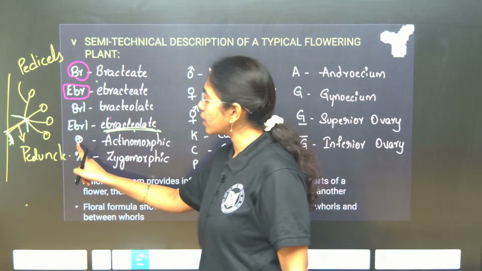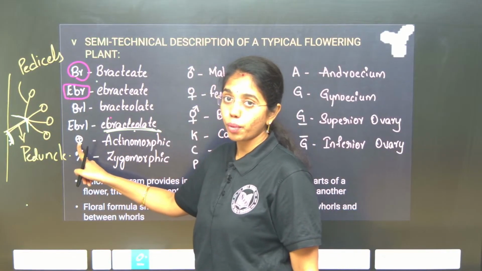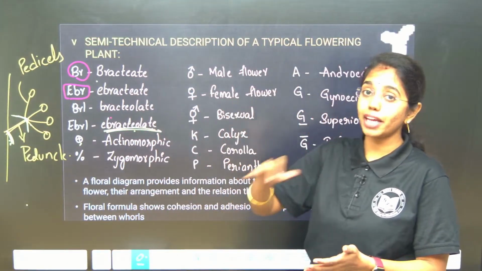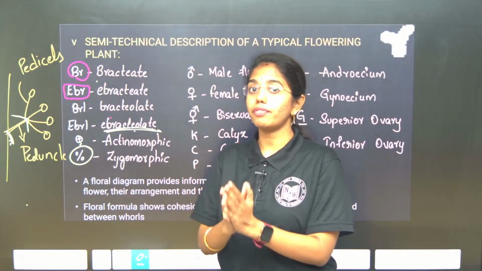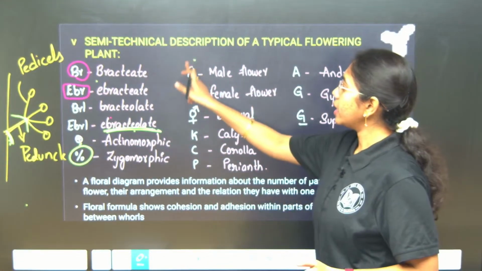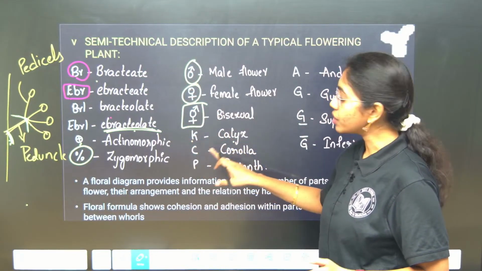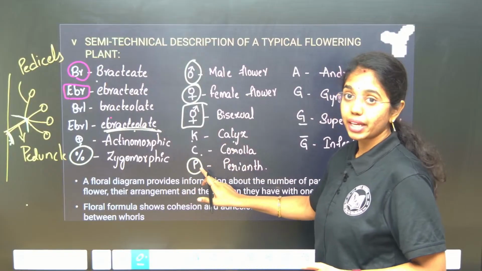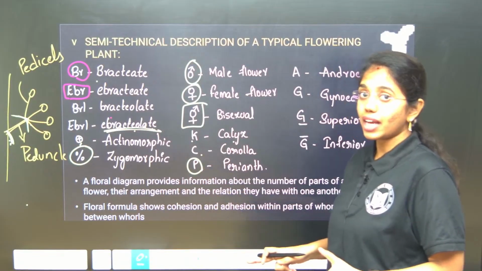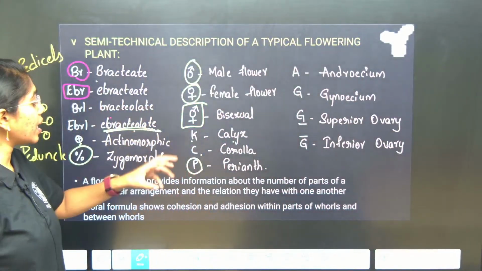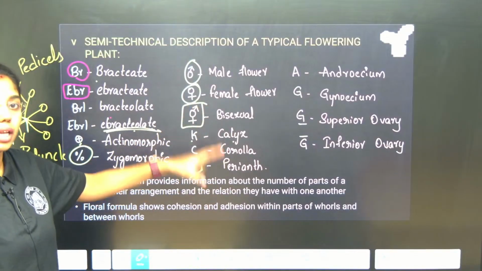And this symbol indicates actinomorphic. Actinomorphic means which follows what type of symmetry? Radial symmetry, meaning by any plane you can divide the flower into two equal halves. And then this symbol indicates zygomorphic, whereby by a single plane you can divide the flower into two equal halves. And then these indicate male flower, female flower and bisexual flower. K indicates calyx, C corolla and P perianth, where indistinct calyx and corolla are there. Calyx and corolla will not appear as two words, they will appear as a single word, and that is perianth, which you will observe in the Liliaceae family.